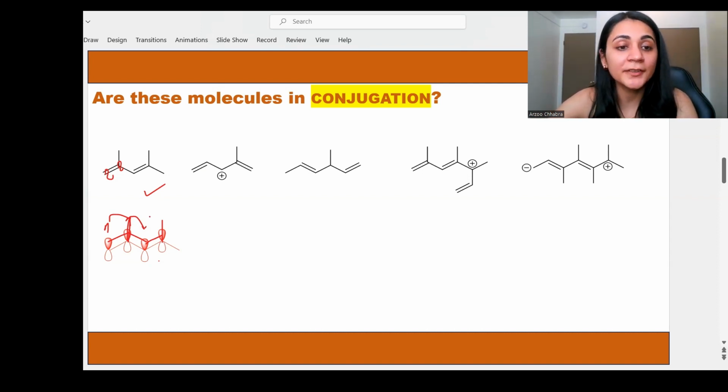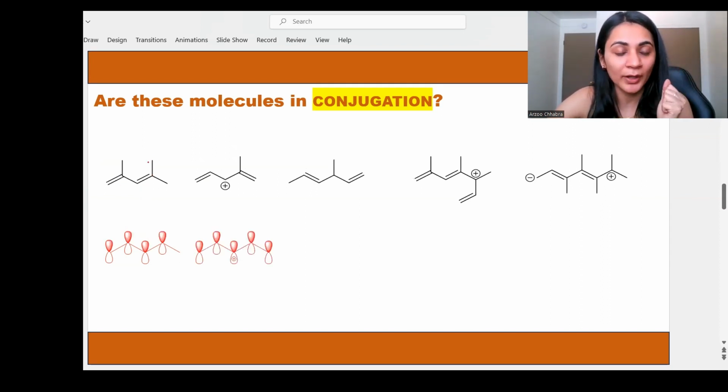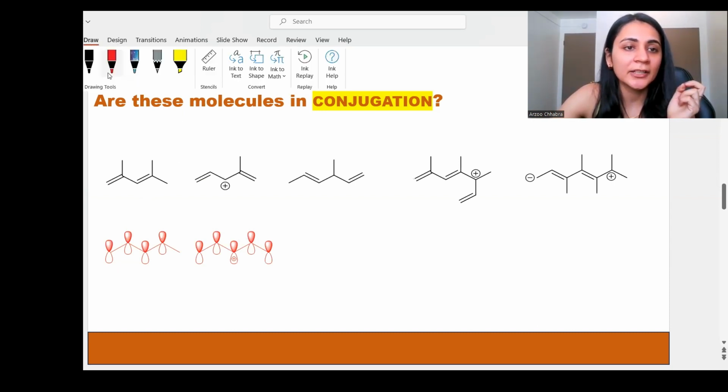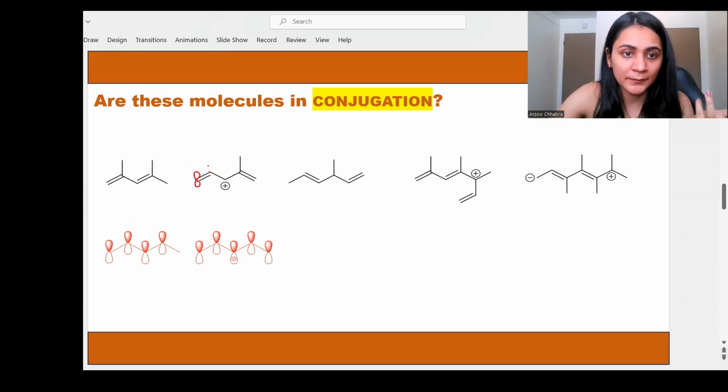All right, so the first structure is conjugated, or we can say that this part of the first structure is under conjugation or is in conjugation. Okay, let's think about the second one now, right? So what we see in the second molecule is actually that the first two carbons are double bonded, right? And we see that there are obviously p orbitals on the first two carbons. The third carbon is a positive charge, right?